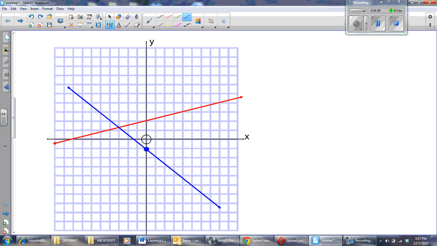All right, I'm going to do the blue equation first. I got my y-intercept right there. It looks like it's taking place at the point 0, -1. I need a second point. Looks like it's going to go through this point here.